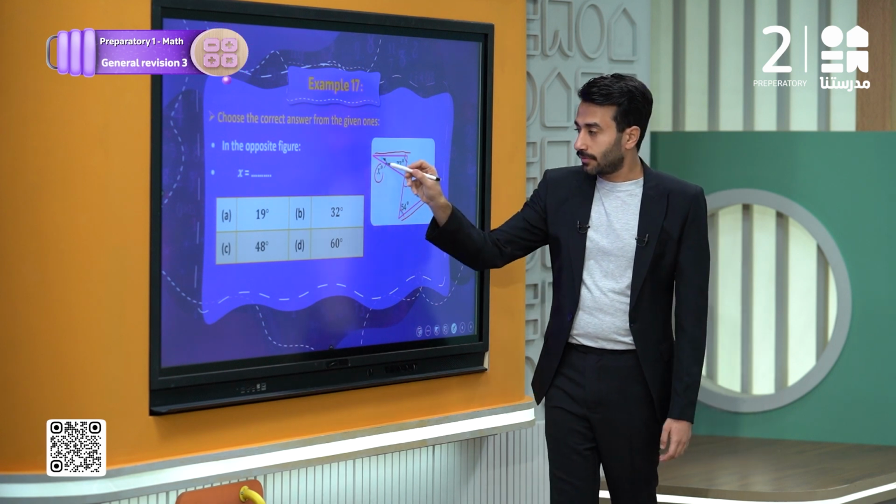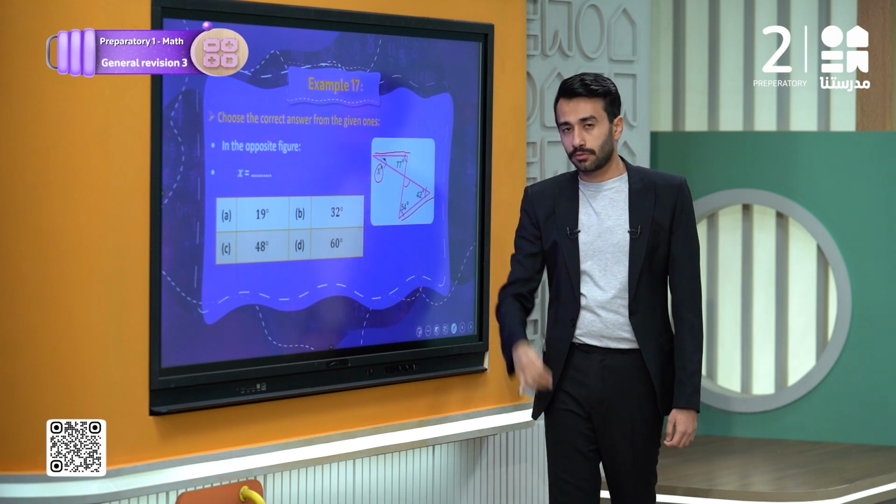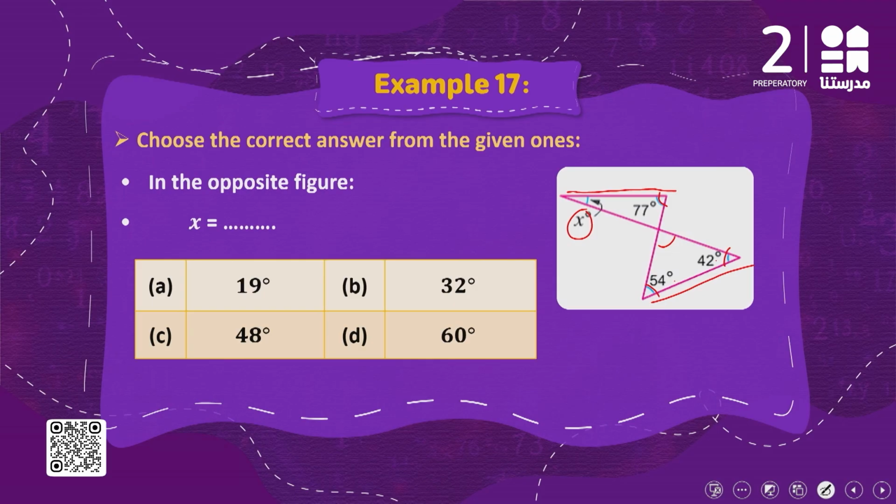We need the x, but the triangle that has the x has only one known angle. You can't find the other ones. So we go to the triangle that has two angles to find the third one. Just add them. 54 plus 42, this will be 96. Take this from 180, so it will be 84.